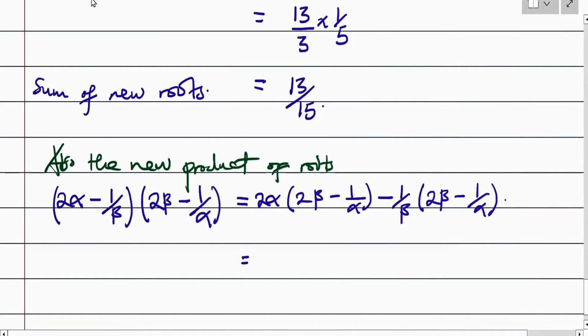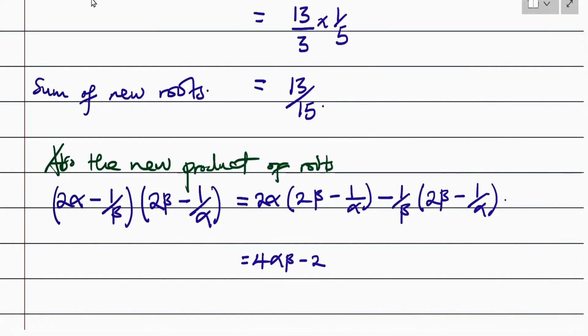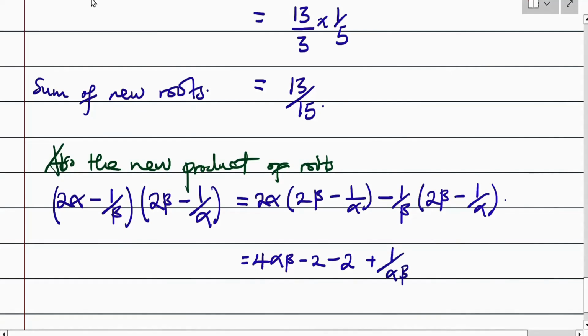2 alpha times 2 beta giving us 4 alpha beta. Then 2 alpha multiplied by negative 1 out of alpha giving us negative 2. Then negative 1 out of beta multiplied by 2 beta giving us negative 2. Then negative 1 out of beta times negative 1 out of alpha giving us a positive 1 divided by alpha times beta. So we can simplify further. This is the same as 4 alpha beta minus 4 plus 1 out of beta alpha.